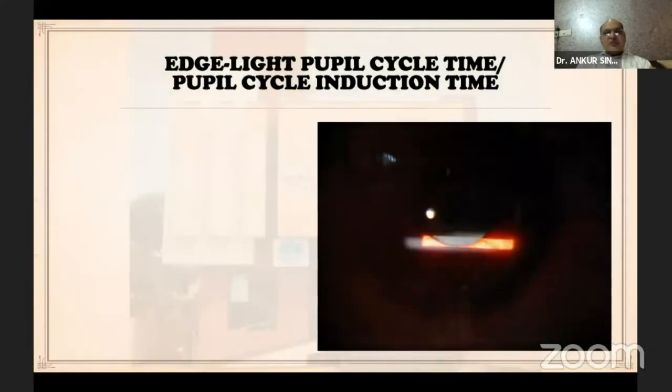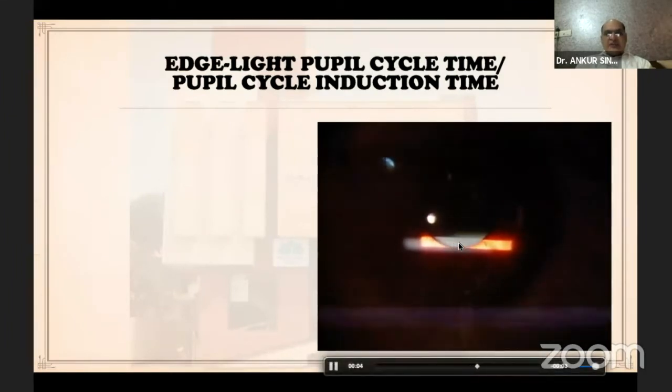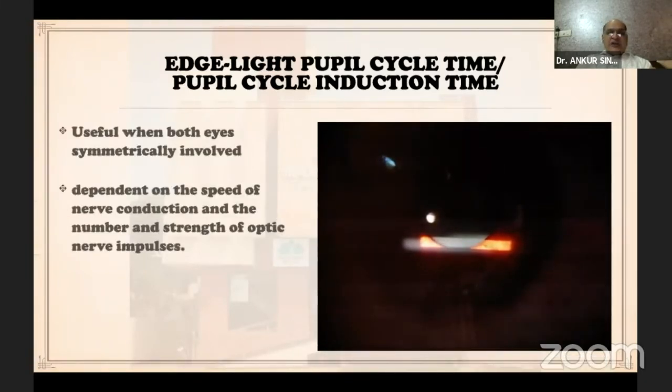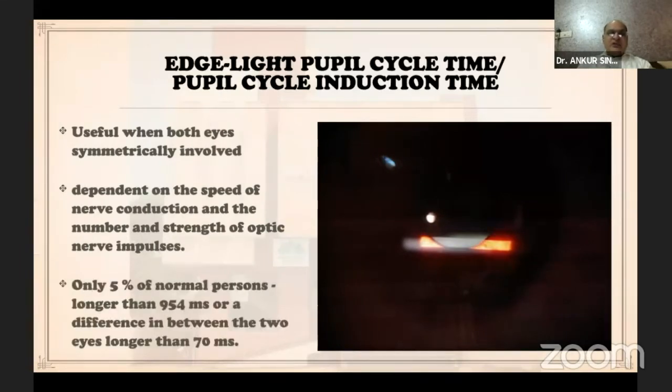And if both eyes are involved, then we can move on to the edge light pupil cycle time, where a small light is shown to the pupillary edge, where it constricts and dilates again because the light is cut off. You count the number of these cycles in 1 minute and then divide it by 60 so that we find out the time required for one cycle, which, if it is more than 954 milliseconds, is abnormal. And the difference between the two eyes should not be more than 70 milliseconds.